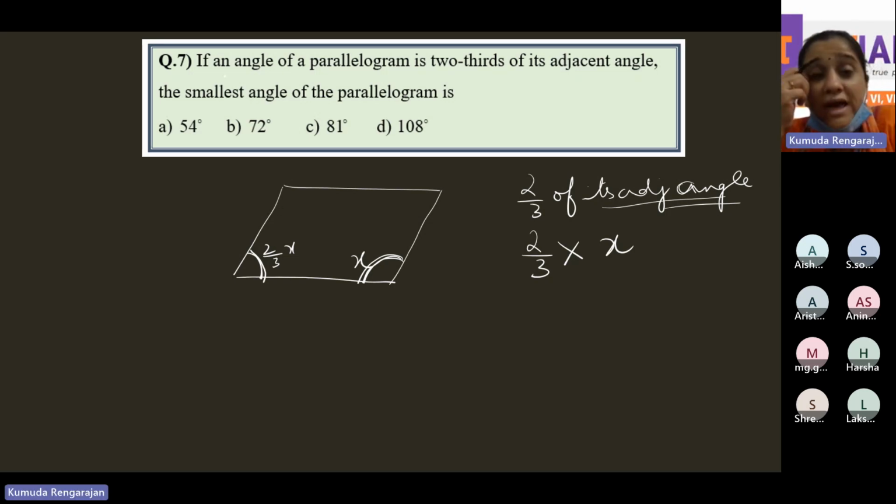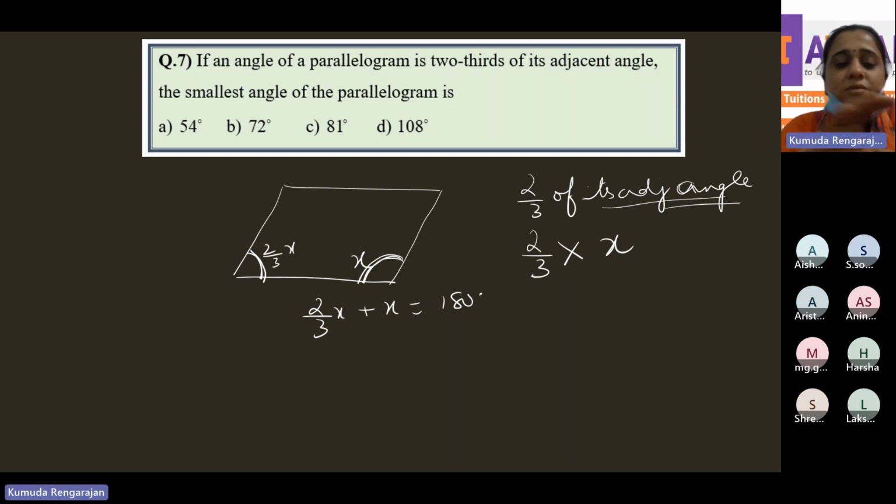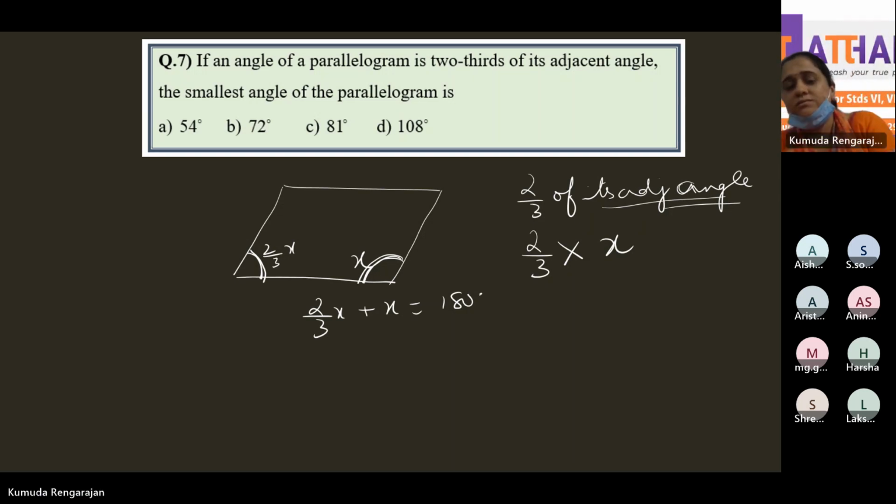The question is if one angle of a parallelogram is 2/3 of its adjacent angle. So if you call the adjacent angle x, then that first angle will be 2/3 of the adjacent angle. So 2/3 into x, 2/3x. Now what's the condition? 2/3x plus x is equal to 180 because they're adjacent angles, they're supplementary. So we need to solve this and find the value of x.